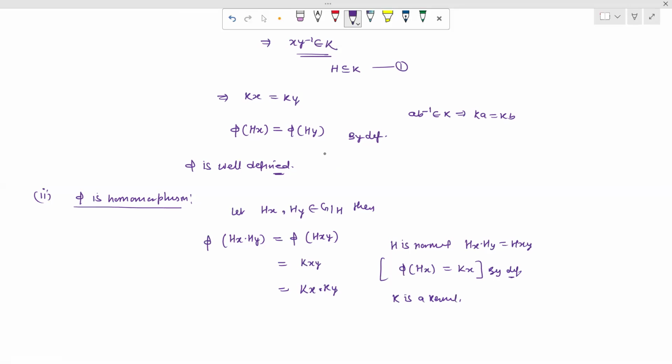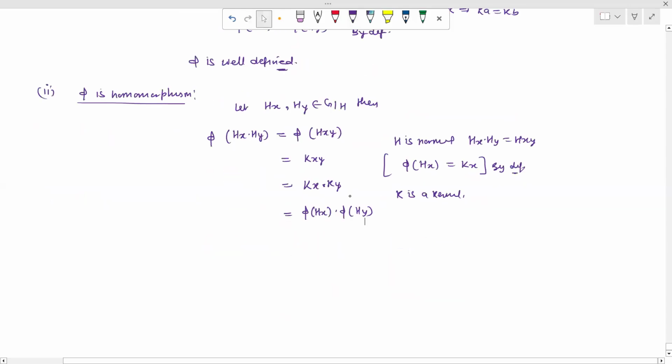Then we again use the reverse definition of the function. So this can be written as phi of hx into phi of hy. So phi of hx into hy is equal to phi of hx into phi of hy. Hence we say that the function phi is a homomorphism. Now that phi is a homomorphism, we shall prove that phi is onto.